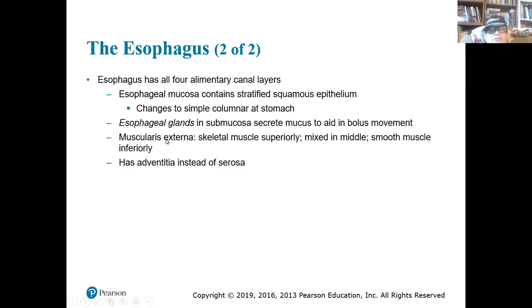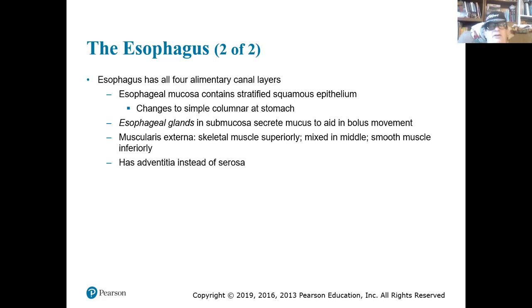The muscularis externa of the esophagus is unique because it's only entirely smooth muscle at the inferior end near the stomach. It starts out as skeletal muscle, and then partway down it goes to mixed, some skeletal, some smooth, and then at the bottom it's all smooth. What this means is that when you start swallowing, you start under voluntary control. But once that bolus gets about halfway down, you can't stop it. It's smooth muscle then. It's not voluntary.